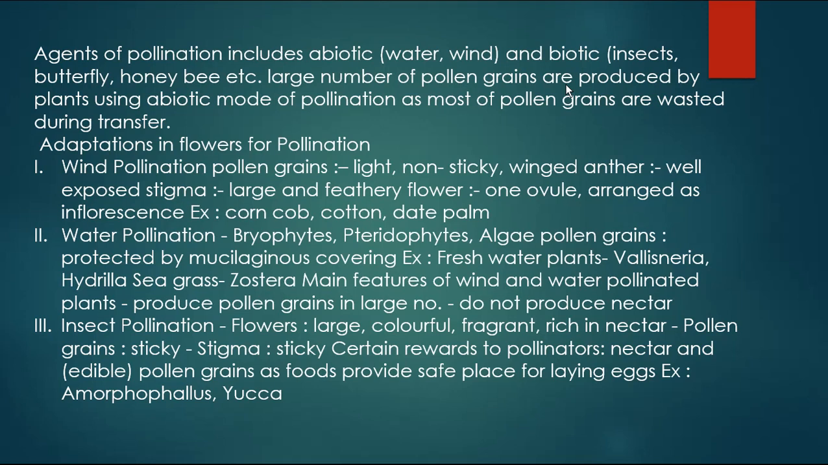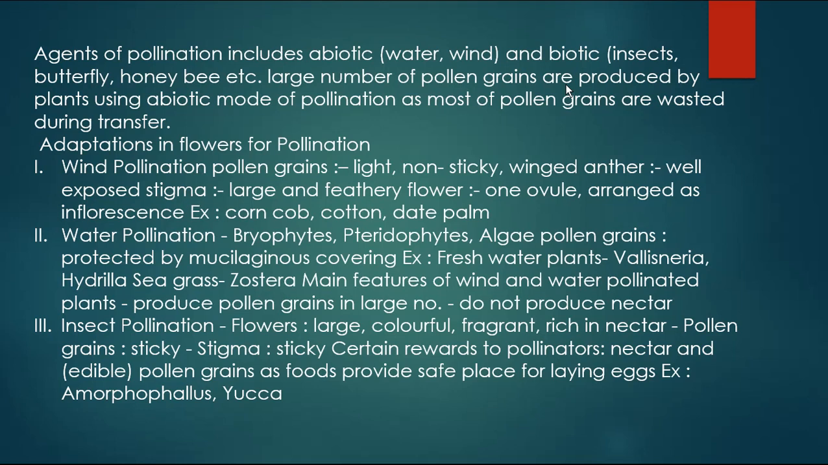For harvesting the rewards from the flower, the animal visitor comes in contact with the anthers and the stigma. The body of the animal gets a coating of pollen grains, which are generally sticky in animal-pollinated flowers. When the animal carrying pollen on its body comes in contact with the stigma, it brings about pollination.